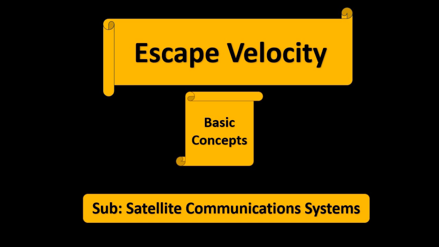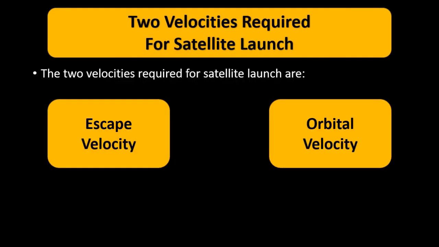So we'll continue our discussion related to satellite communication systems, satellite technology. Previously we discussed the basic principle of launching of a satellite. In a very simple manner, we understood what are the main components, the main parts in the launching of a satellite. And we found out that the two important parameters, the two velocities which are required for satellite launch, are escape velocity and orbital velocity.